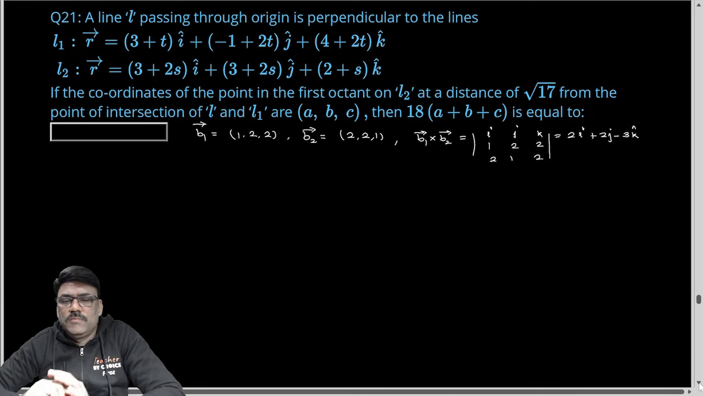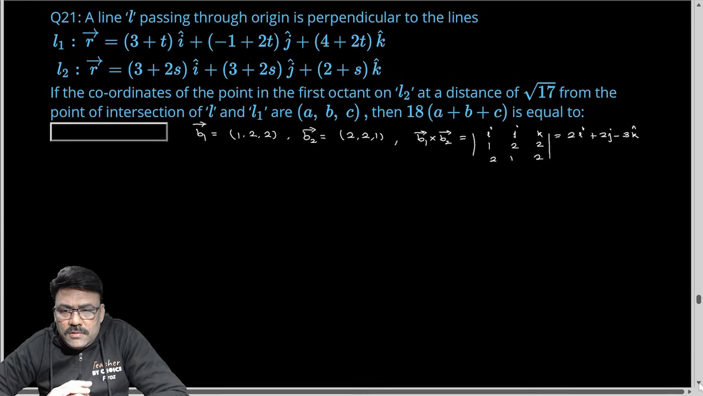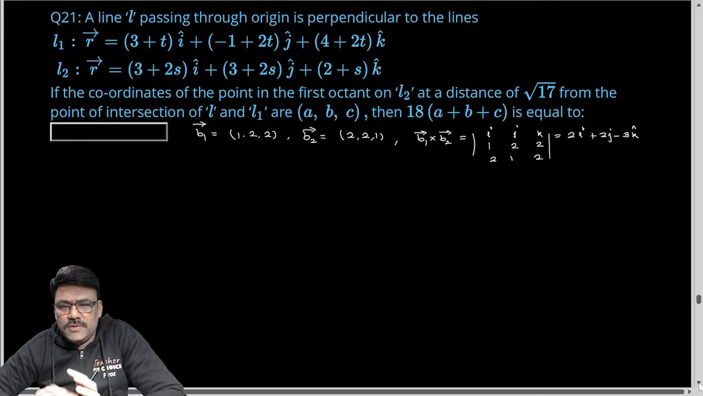2i plus 2j minus 3k. Let's check once again. B1 vector is 1, 2, 2. Yes. B2 vector is 2, 2, 1. Cross product is 1, 2, 2, 2, 2, 1. So 4 minus 2, yes, 2i. Then with j, I'm getting 2 minus 4, minus 2, but plus 2j. And then k, 1 minus 4, yes, minus 3k.